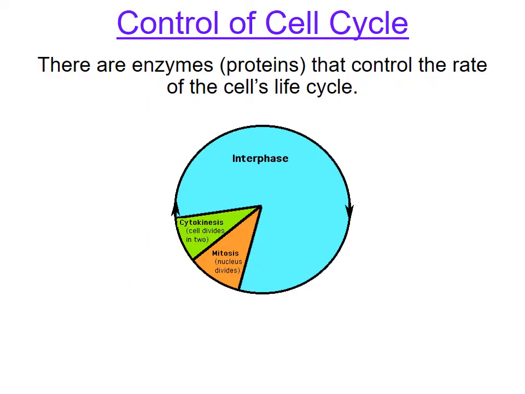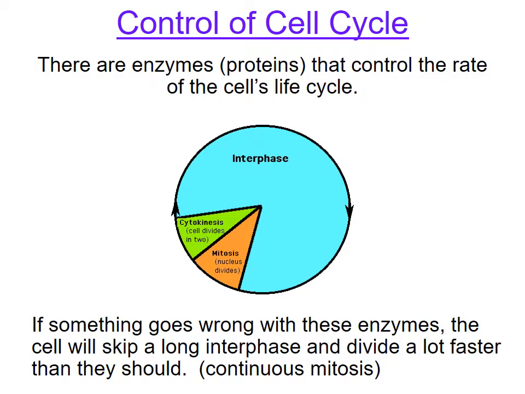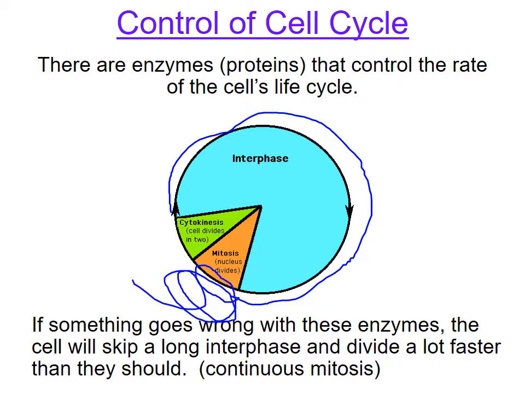There are enzymes, which are proteins, that control the rate of the cell's life cycle. And if something goes wrong with these enzymes, the cells will skip a long interphase and divide a lot faster than they should. Basically, it'll be a continuous mitosis cycle. So you can kind of imagine if it went along the growth and replication phase and kept going back through mitosis over and over and over again.